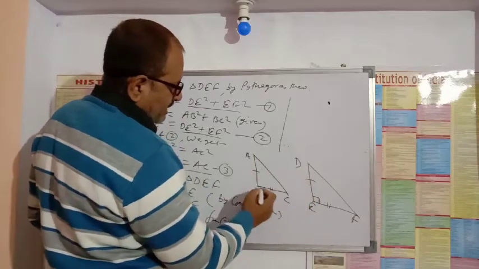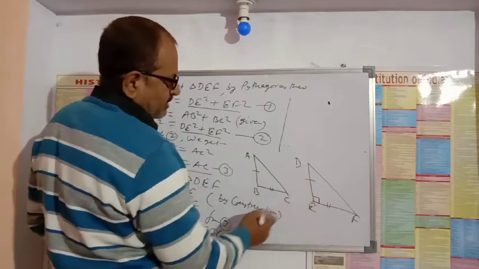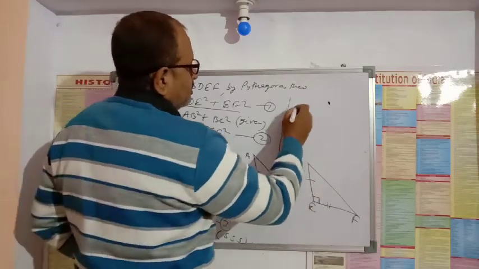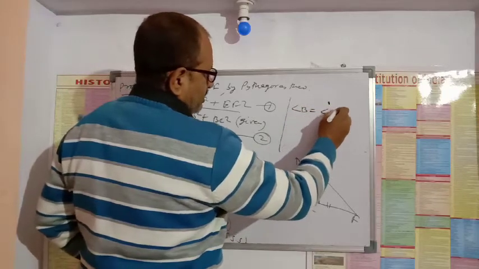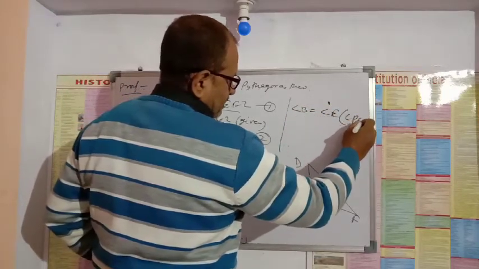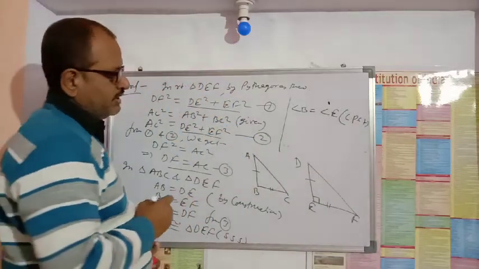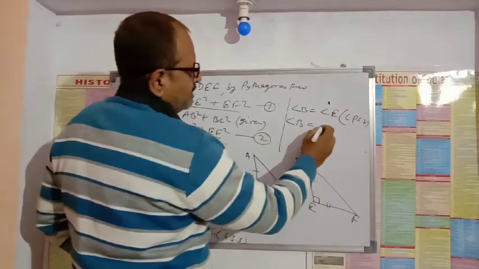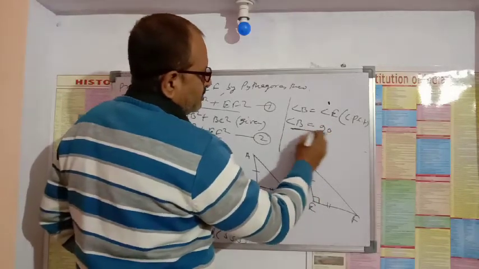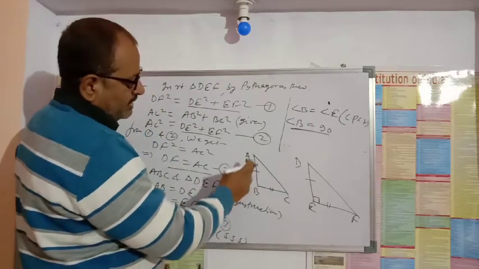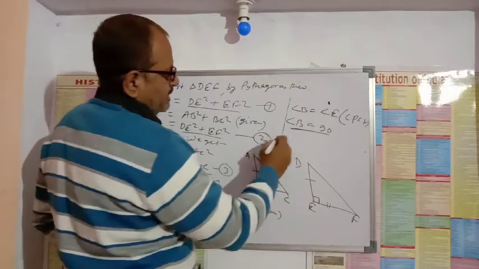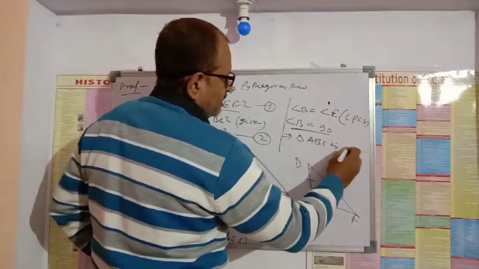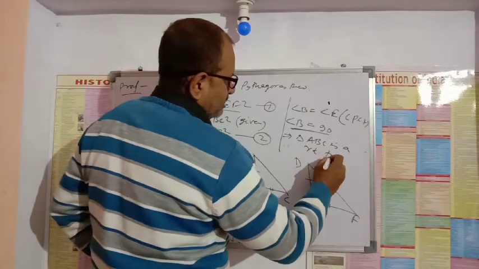So by CPCT we can write angle B and angle E are equal. DF and AC are equal, so their opposite angles will be equal. So angle B is equal to angle E. CPCT, corresponding parts of congruent triangles. Angle E, we have taken 90 degrees in the construction, so angle B is equal to 90 degrees. Angle B 90 degrees means triangle ABC is a right angle triangle.